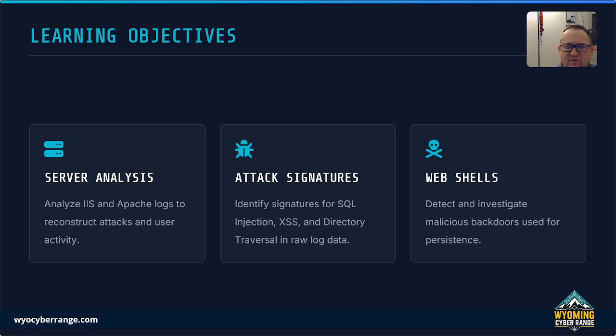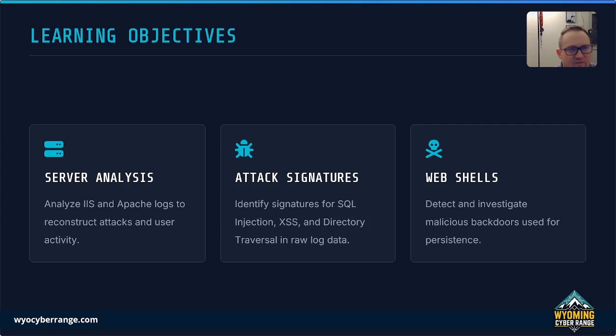Now, our learning objectives for this module are going to be broken up into 3 different key areas. The first area is going to be the server analysis. We're going to learn how to analyze IIS and Apache logs to reconstruct attacks and user activity. We'll then move on to attack signatures, where we're going to learn how to identify signatures for SQL injection, cross-site scripting, and directory traversal directly within raw log data. We will discuss how to detect and investigate malicious backdoors that attackers are going to use for persistent access through web shells as well.